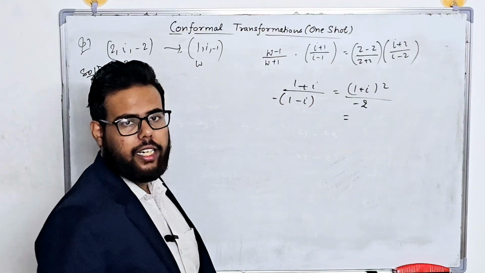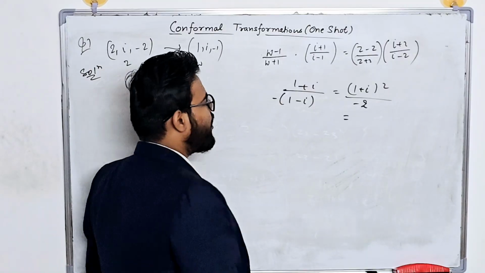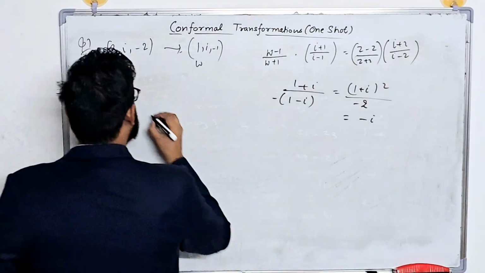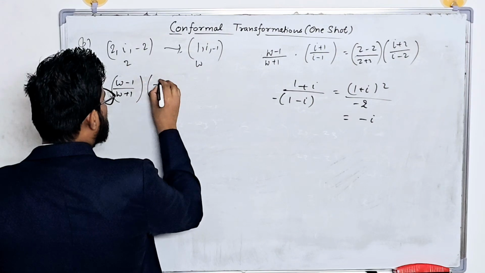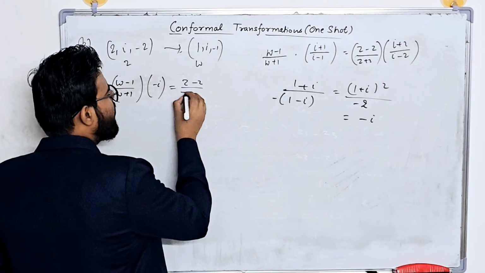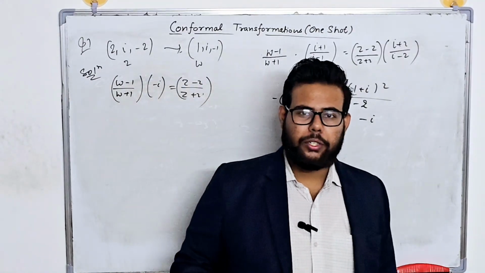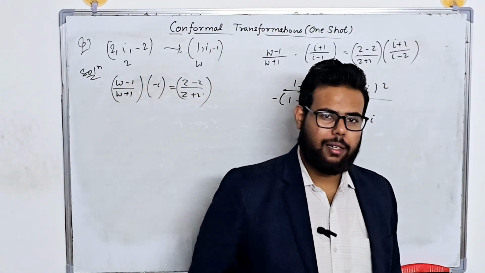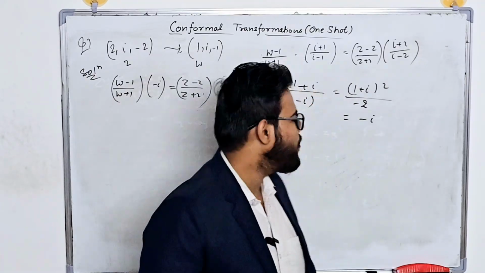Because here we have a negative sign, and when you square it you will get 2i, right? So you will have negative I over here. So (W minus 1) divided by (W plus 1) is multiplied by negative I, right? This is equal to (Z minus 2) divided by (Z plus 2), right? And again I'm saying, please watch the complex analysis one shot if you're getting any confusion, because you have to learn the complex analysis first of all, then you can only understand these concepts, right?